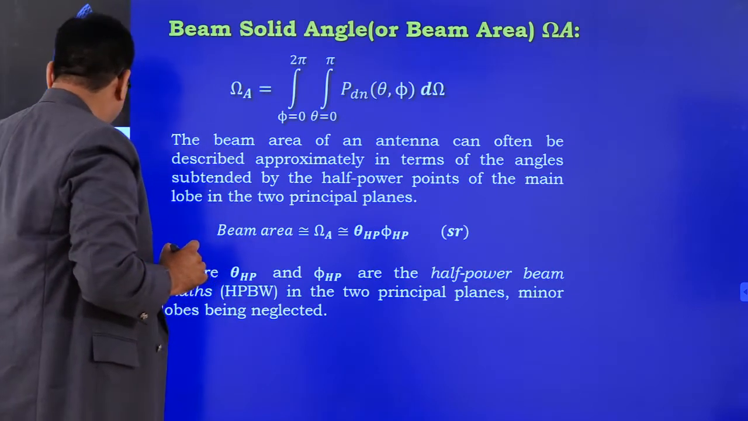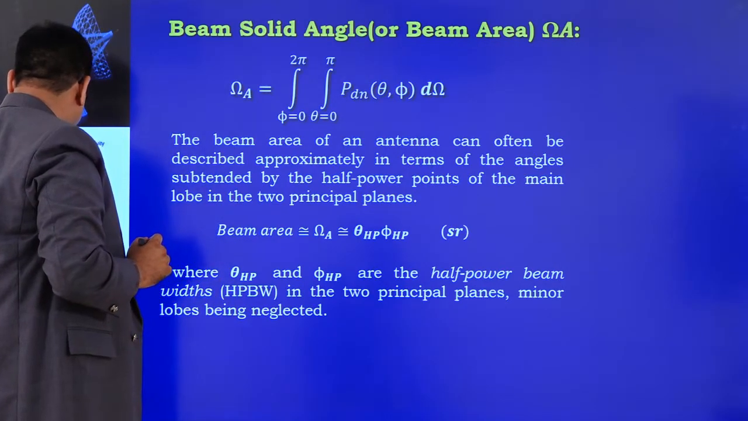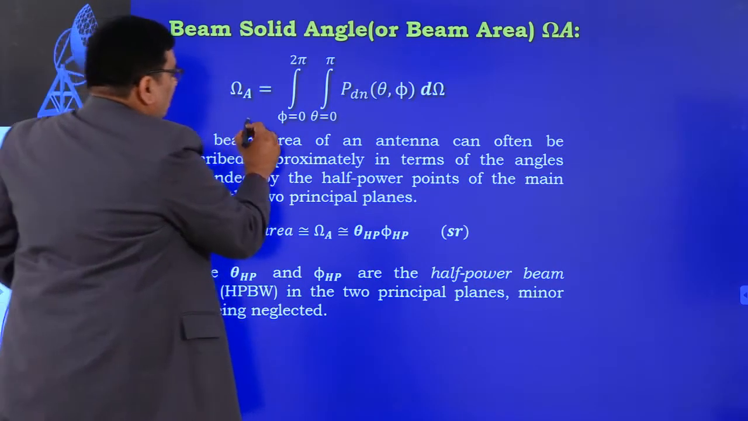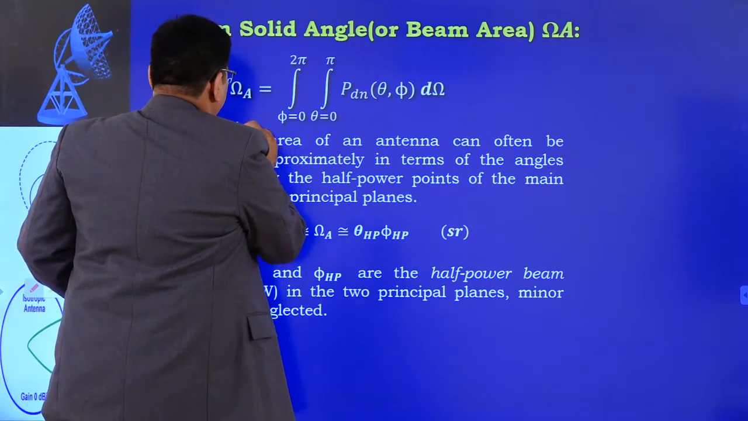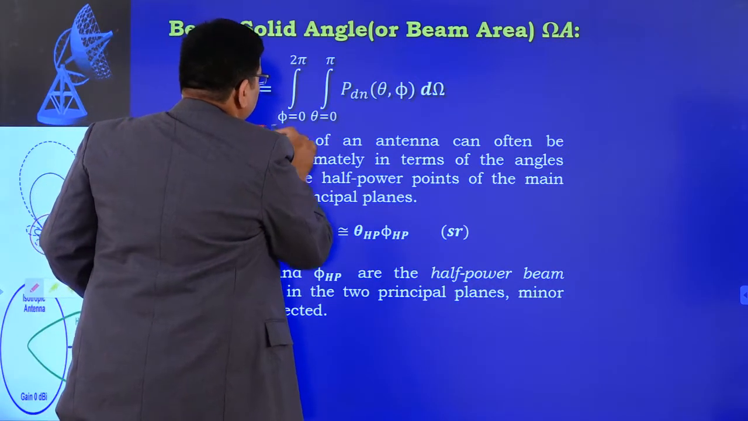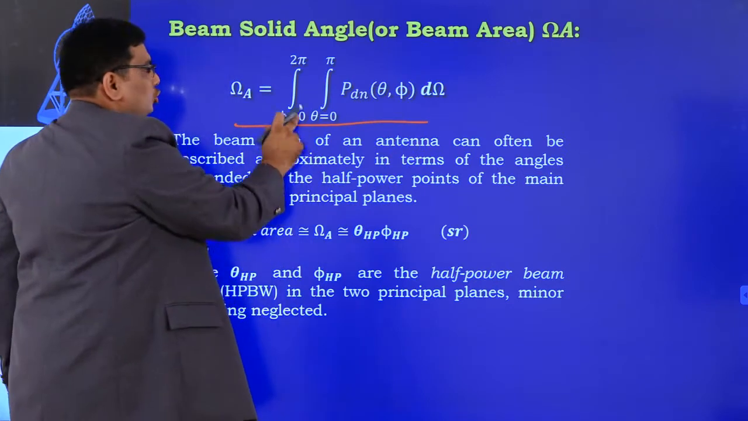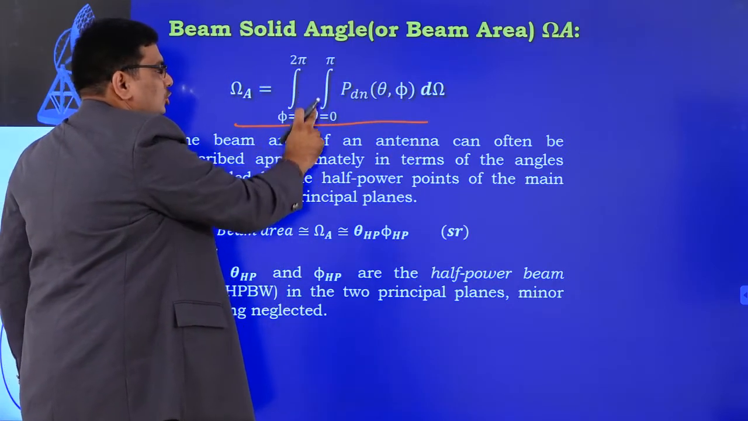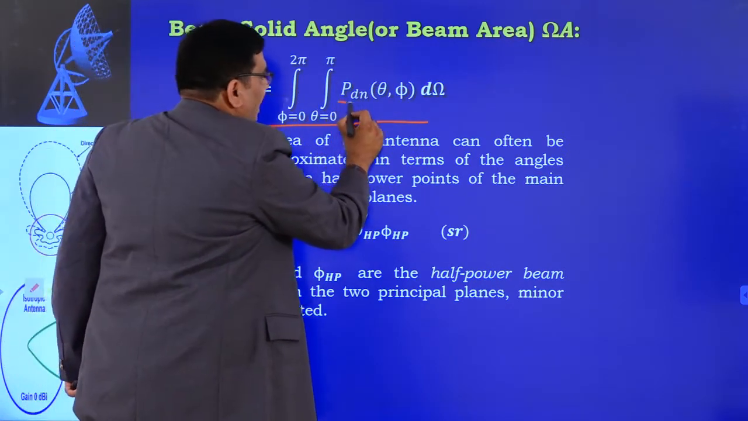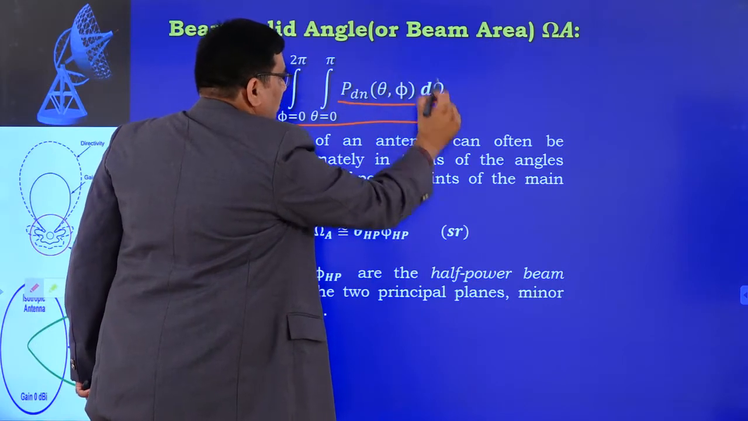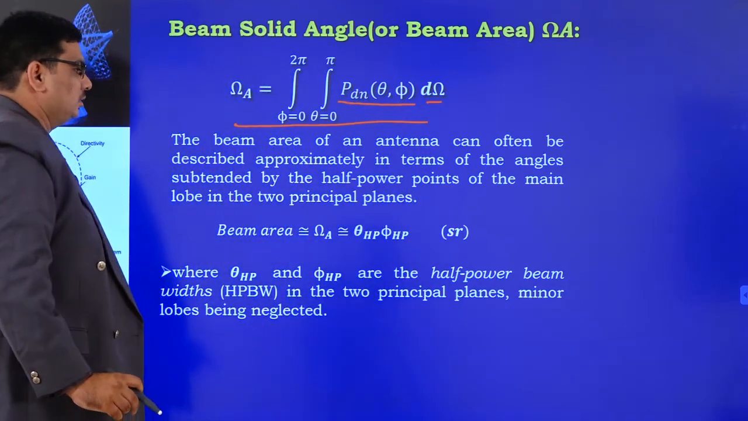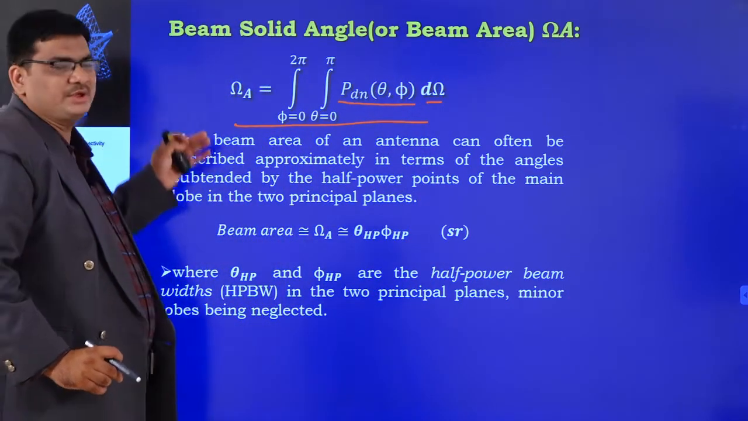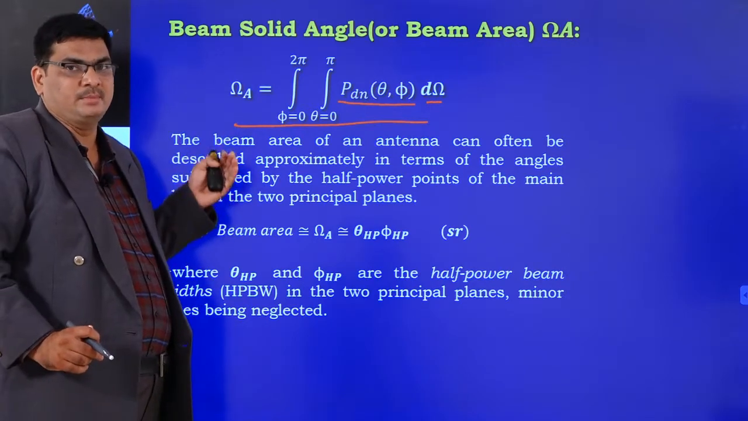So from this formula we can say that our beam area is equal to the integration, phi from 0 to 2 pi and theta from 0 to pi, of the normalized power times the solid angle. So this is one way we can define the beam area.